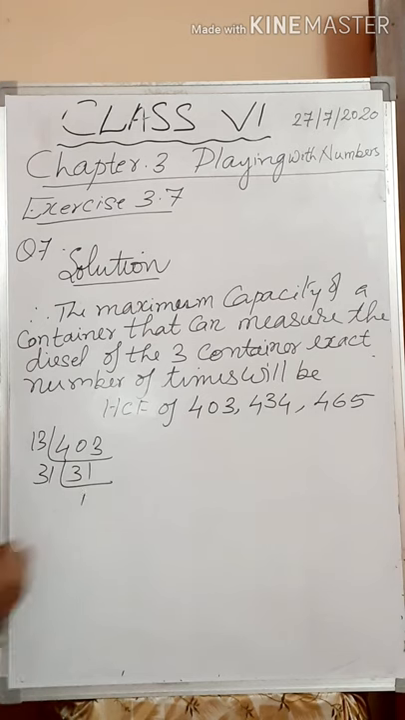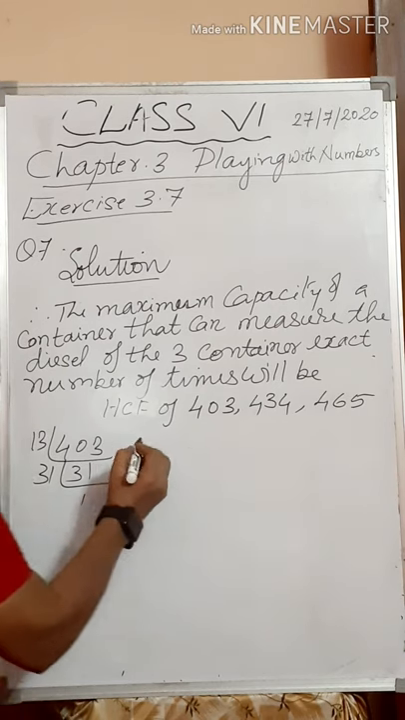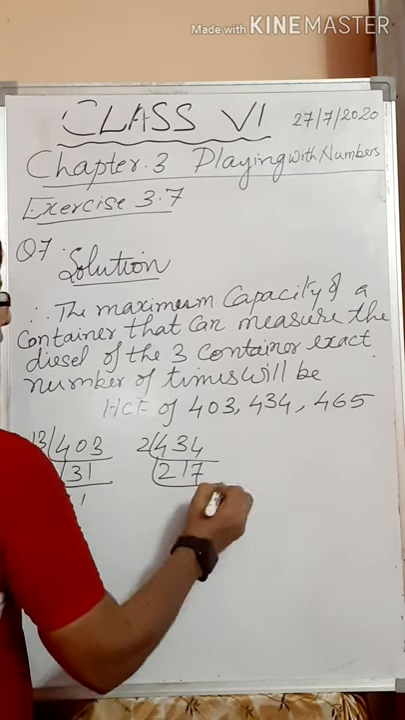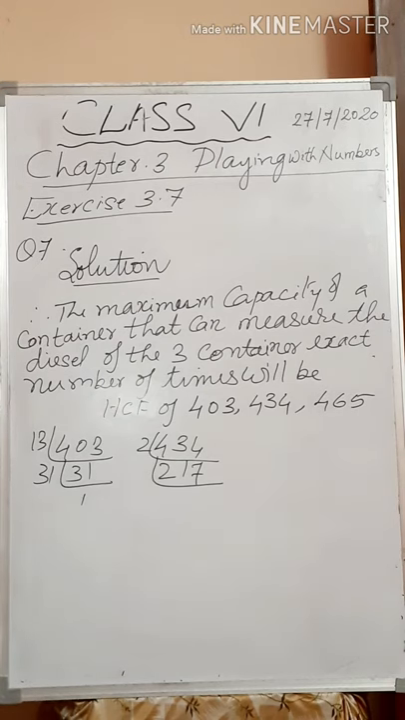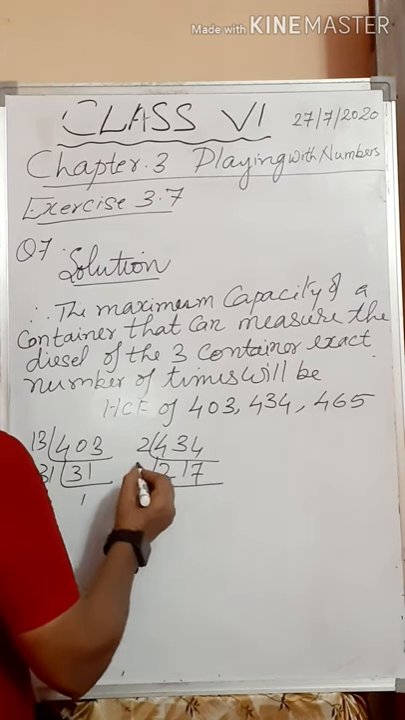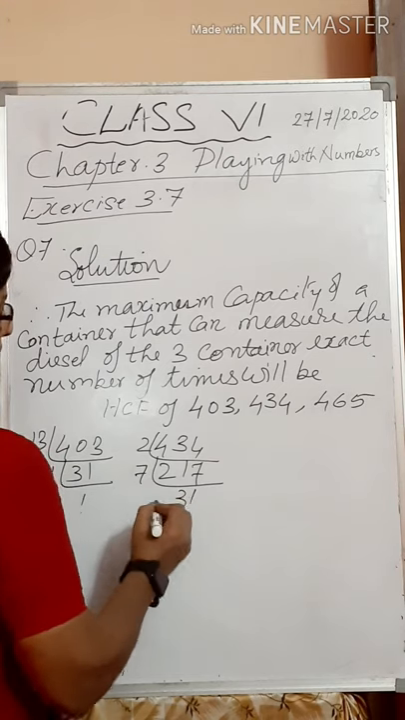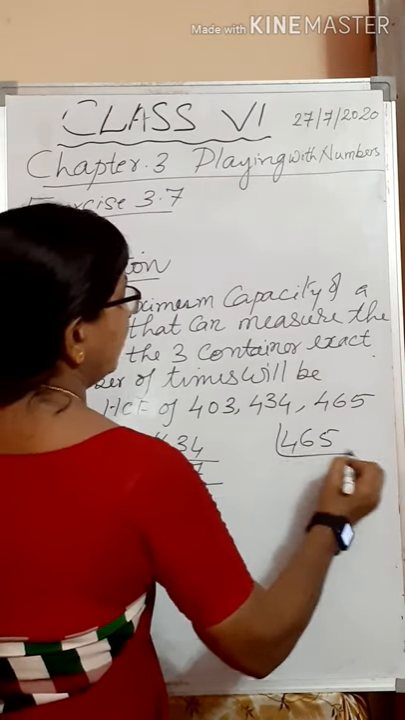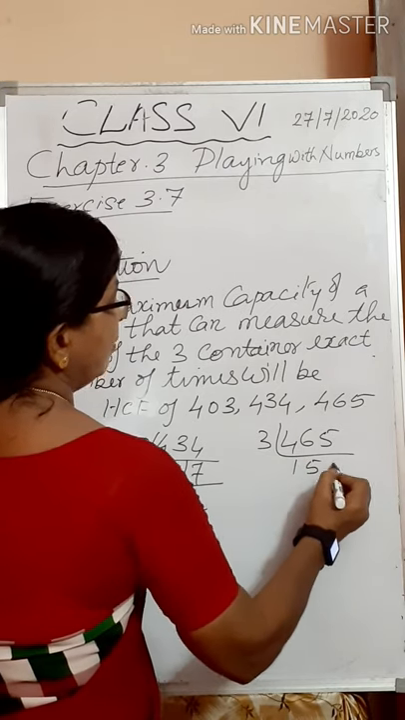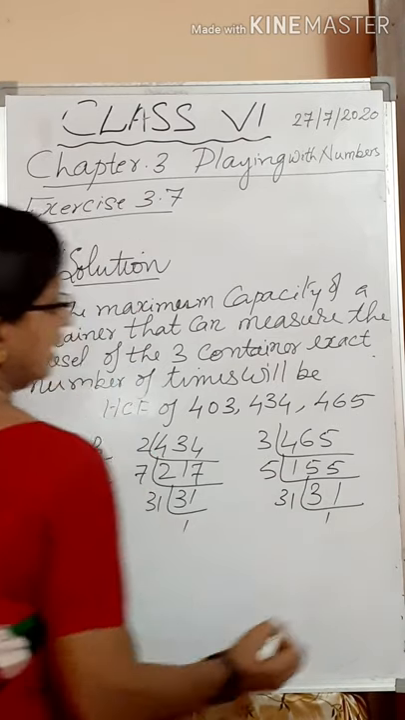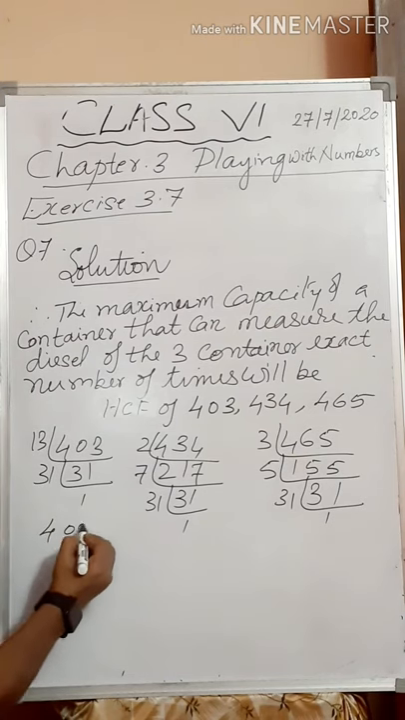Let us factorize. 3 13s are 39, 131. 31 is a prime number. Therefore, 403 is equal to 13 into 31. Now we are going to factorize 434: 217, that is 7 times 31. Next, 465: 3, 155, 5 31s are 155, we get 31.